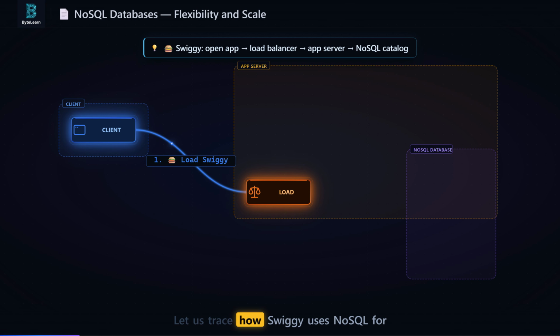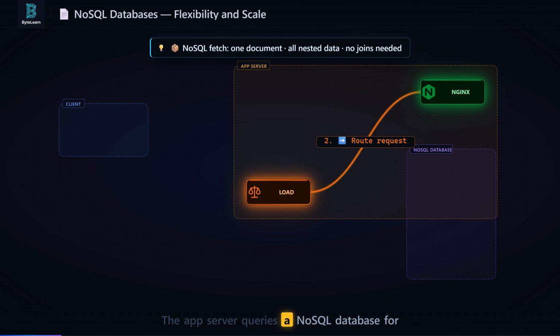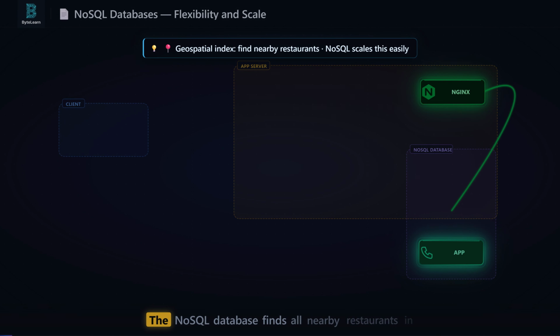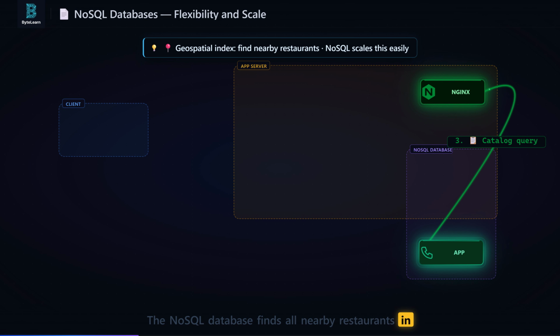Let us trace how Swiggy uses NoSQL for its restaurant catalog. You open Swiggy in Bengaluru, your request hits a load balancer, then reaches an app server. The app server queries a NoSQL database for all restaurants near your location. Each restaurant is a document: menu items, photos, delivery times, ratings, all nested in one place. One query, one fetch, one response, no joins needed. The NoSQL database finds all nearby restaurants in milliseconds using a geospatial index and returns them as a list of documents. The app server serializes them to JSON and sends them back.